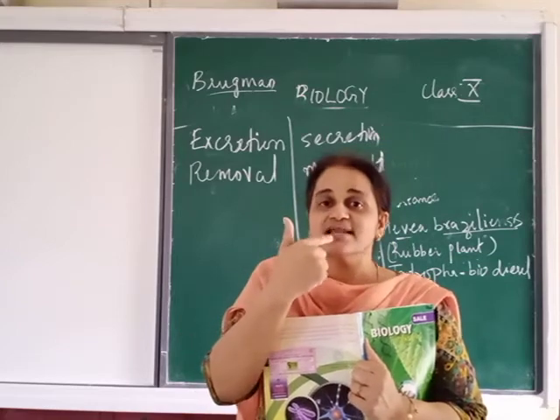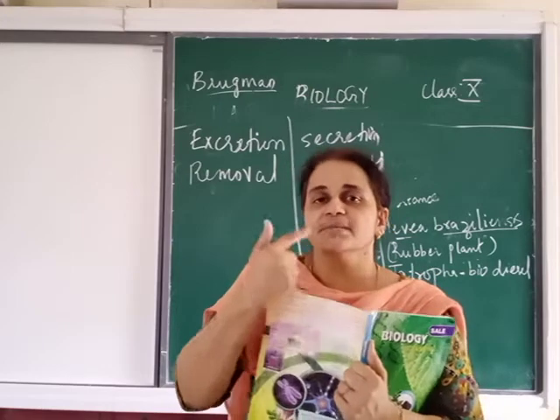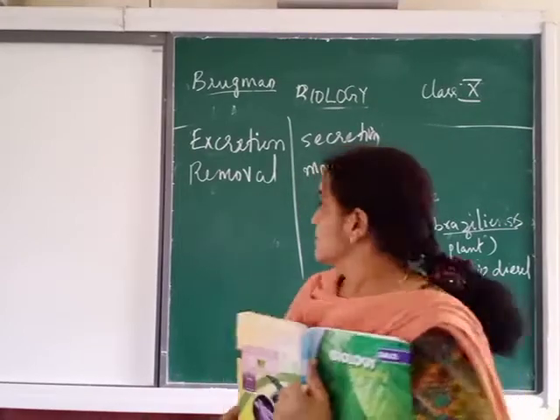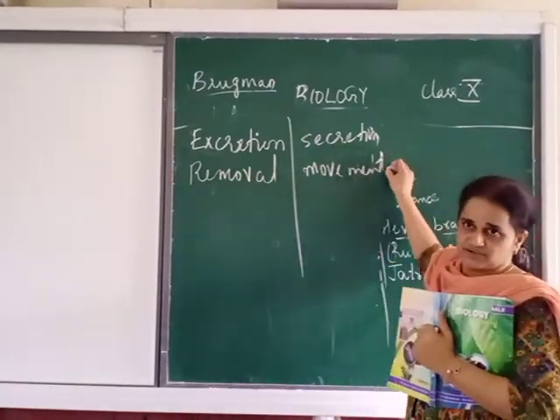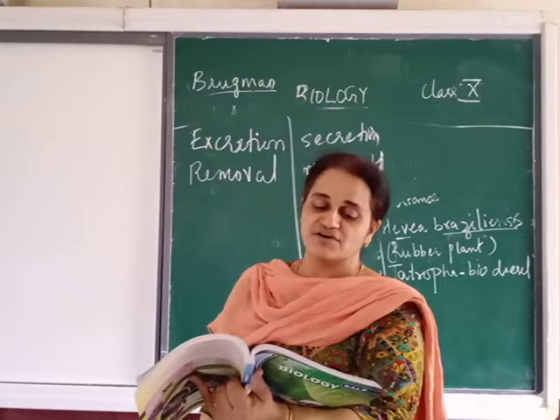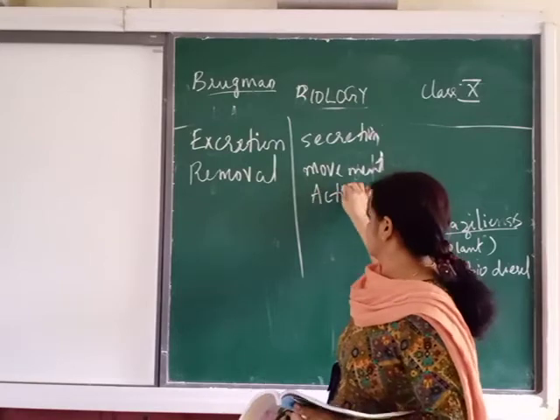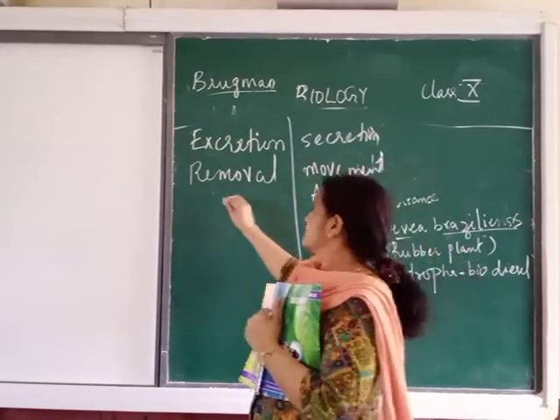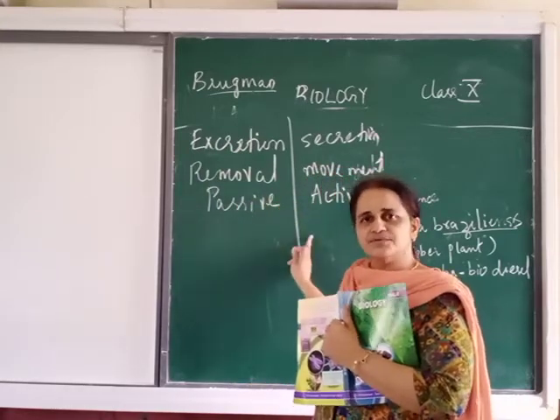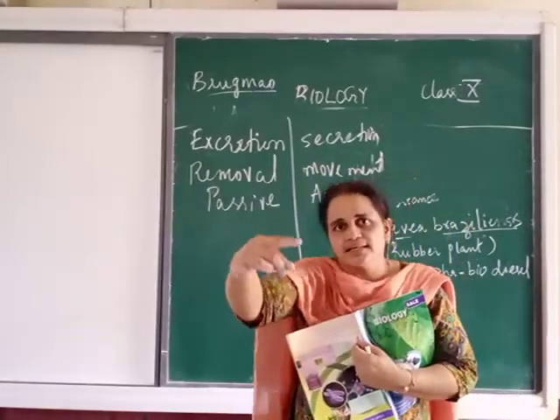In our mouth we have saliva, isn't it? This saliva is not excreted, it is secreted. Secreted by which glands? Salivary glands. See the difference. When you say secretion, it is movement. When you say excretion, it is removal of waste. So secretion is active. Why? Excretion is passive, because it is removal. And here, because there is movement from one point to another, it is active.